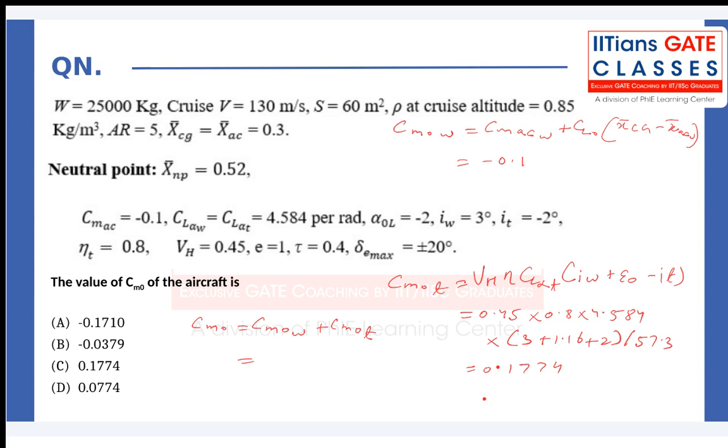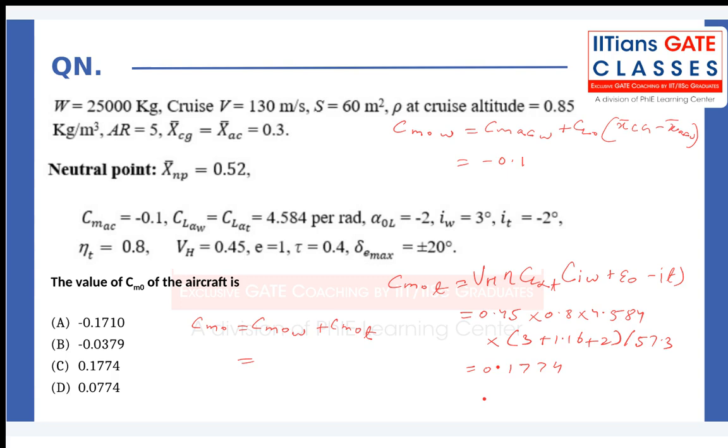CL alpha tail converted to per degrees, right? From per radians to per degrees, you need to divide it by 57.3. Even then, the answer should be the same. So you're dividing it by 57.3, and I'm still getting 0.1774. I'm not sure how you got 0.065. Can you please recheck? I've written the values on the slide. Just cross check with your values.